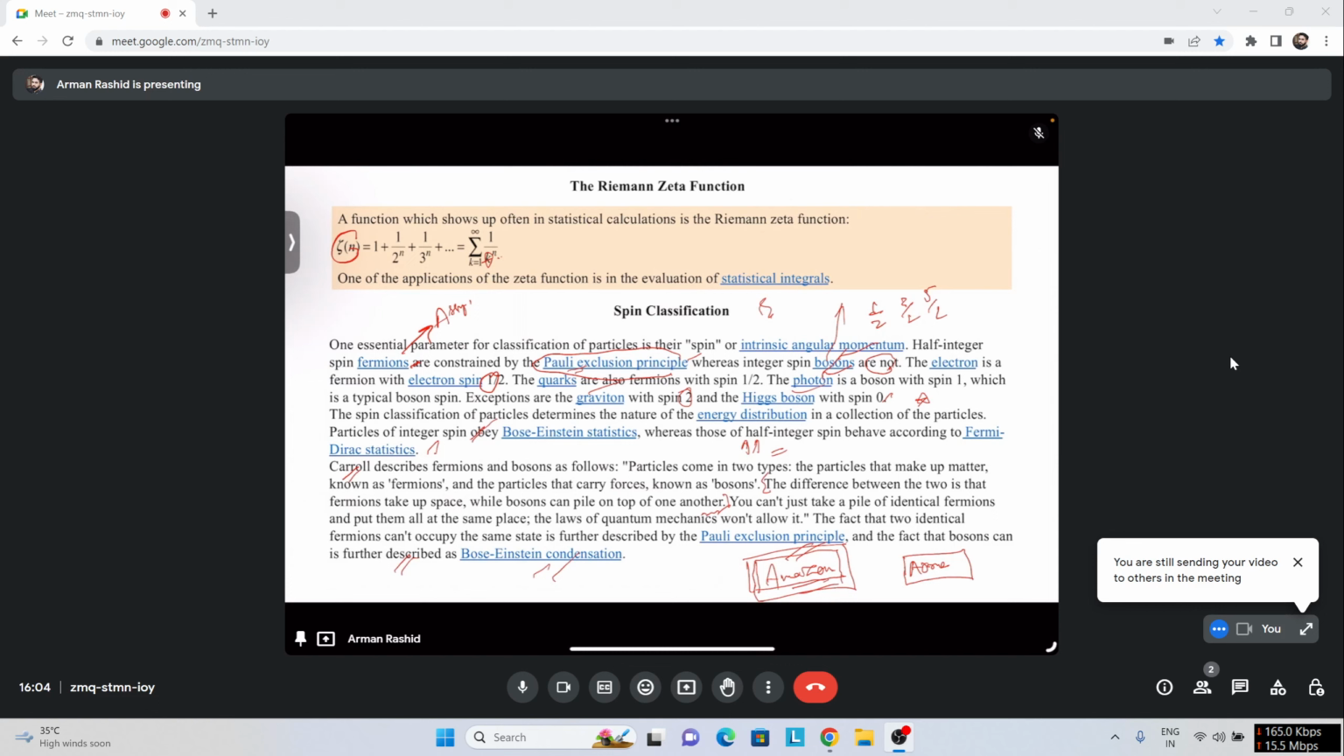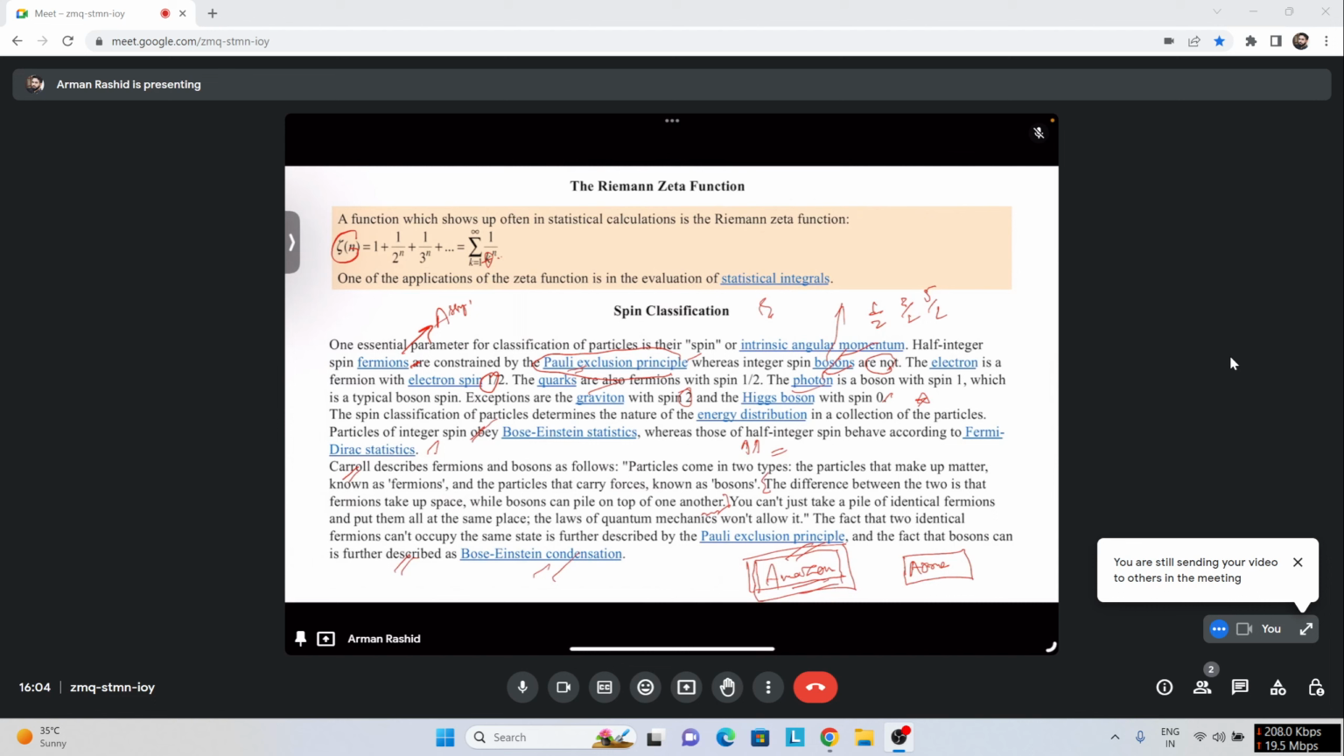Now this is the main difference between fermions and bosons. Fermions take space, so there cannot be two identical fermions at the same place in space, but bosons can collapse. That's like having a lot of photons at one place. The fermions occupy space.